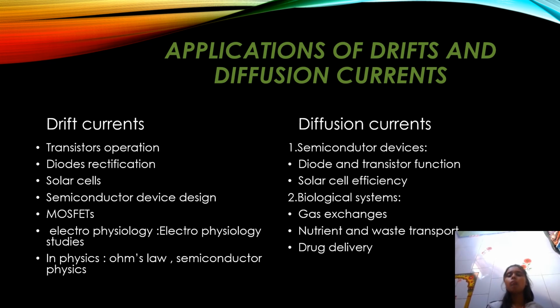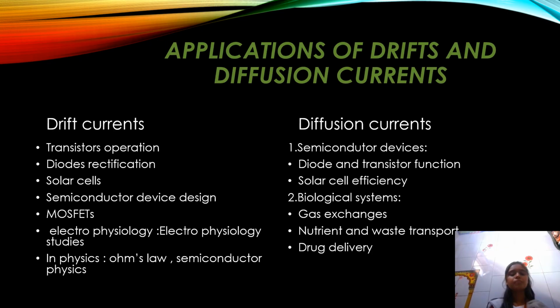The widely used applications for diffusion currents are in semiconductor devices: diode and transistor function, solar cell efficiency, LEDs, and more. First, diode and transistor function. Diffusion currents play a key role in the operation of diodes and transistors, enabling the flow of charge carriers across junctions. Next, solar cell efficiency. Diffusion currents are essential for the generation of electricity in solar cells, where light creates electron-hole pairs that diffuse to the PN junction and generate electric current.